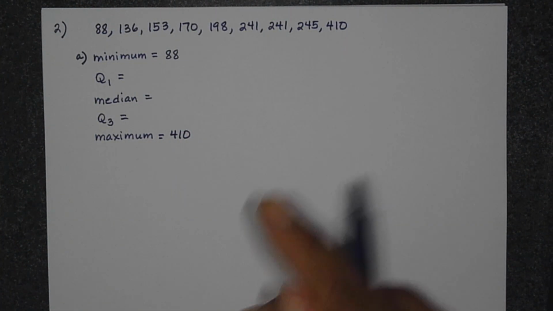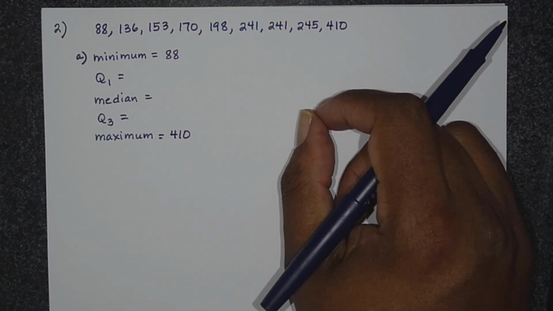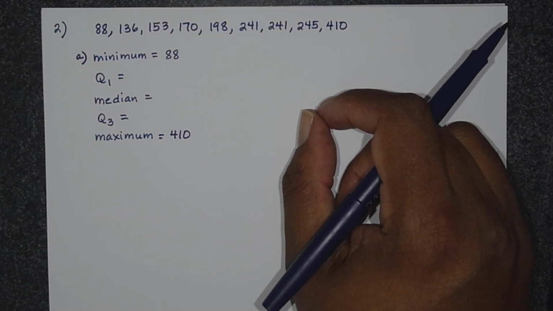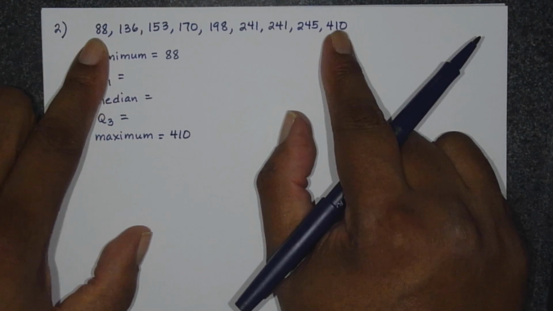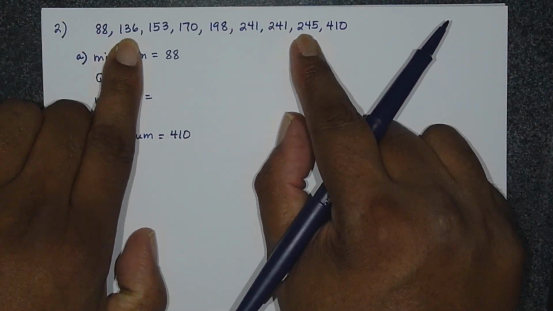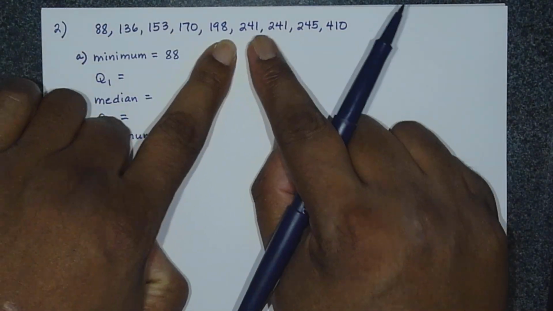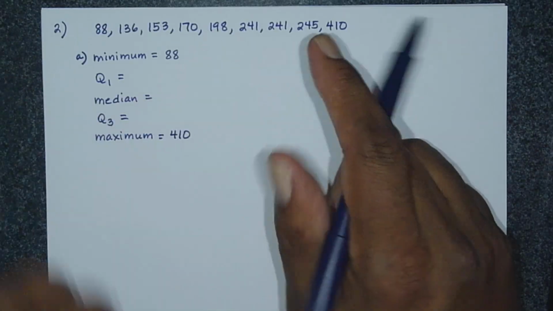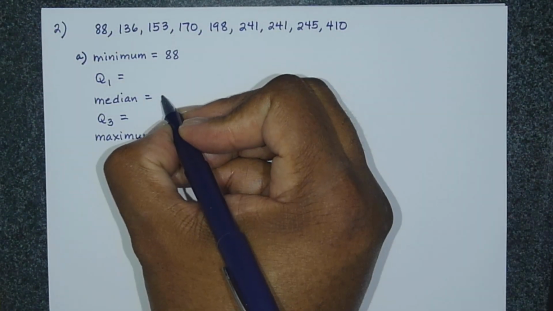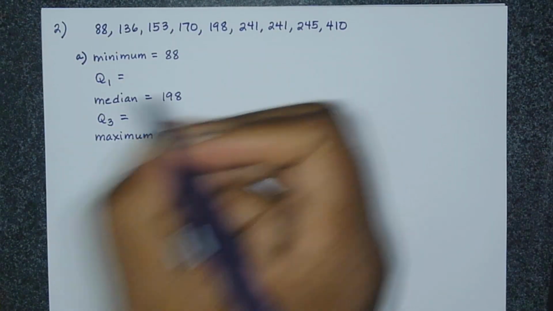Now for the median, we need the middle number of this sorted data set. And if you go in the middle, you're going to see that it will be 198. So the median, 198.